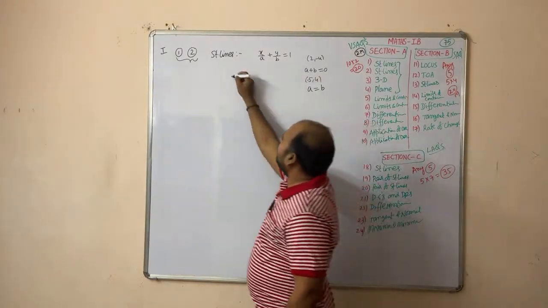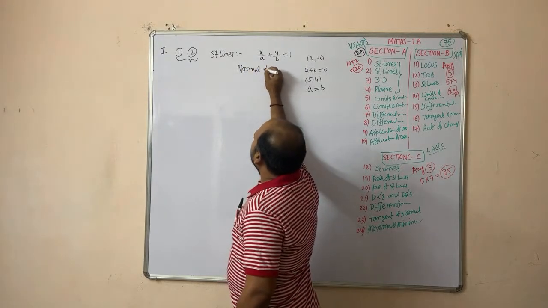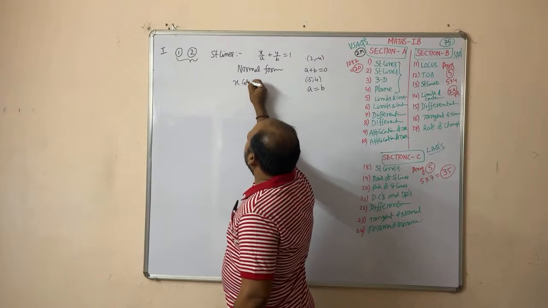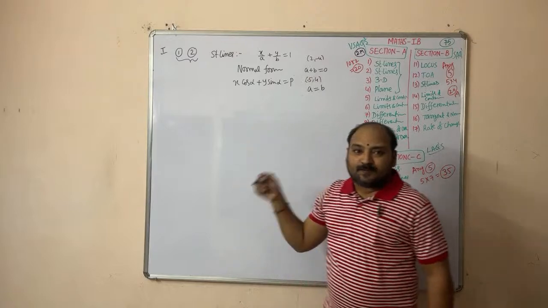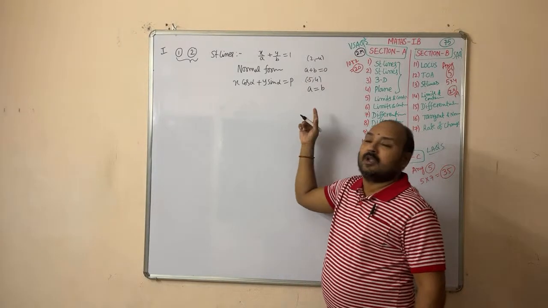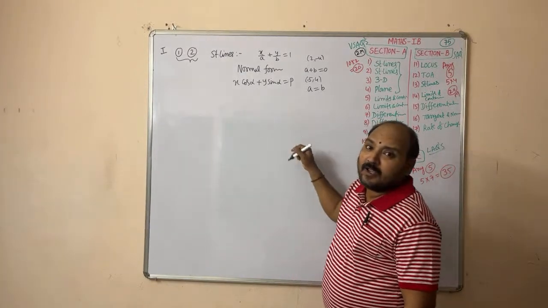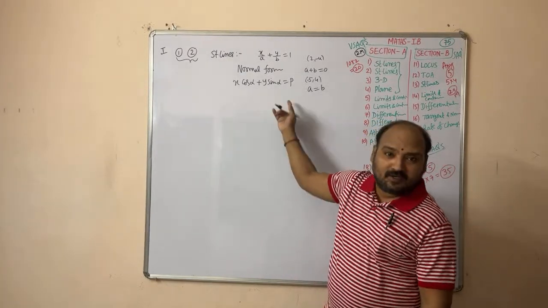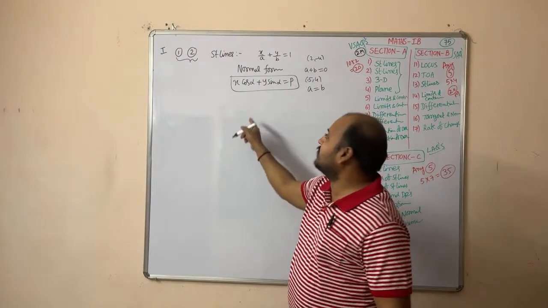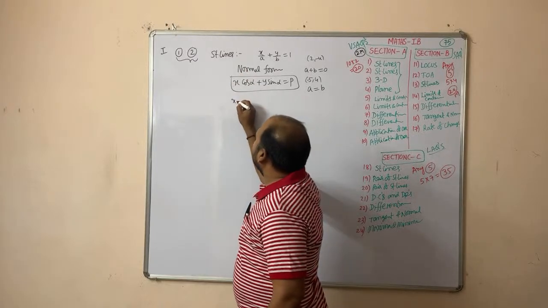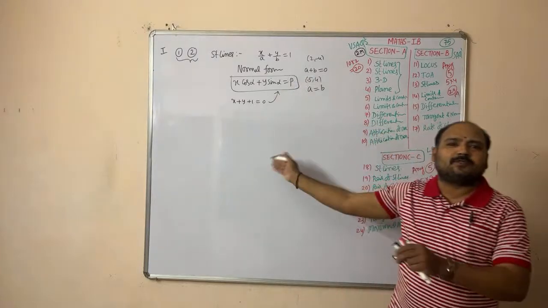After that, the normal form of the straight line. What is the normal form? x cos alpha plus y sin alpha equal to p, where p is the perpendicular distance from origin to the line, and alpha is the angle the normal to the line makes with the x-axis. Based on this, how will they ask the question? Transform the equation x plus y plus 1 equal to 0 into the normal form. Number of times they asked this in the question paper.